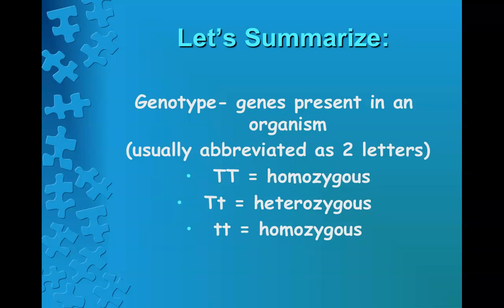So homozygous is two capitals, heterozygous is a capital and a lowercase. Homozygous can also mean two lowercase letters. All right, and these are the genotypes. These are the actual genes or the actual alleles that are present in the organism's genetic makeup within its DNA code.